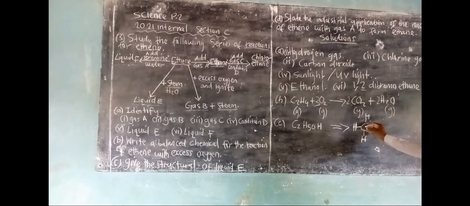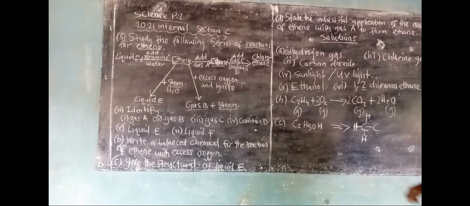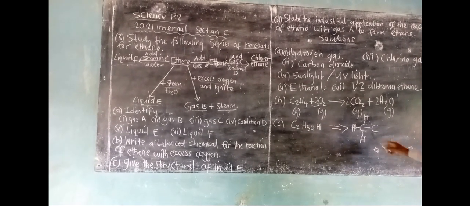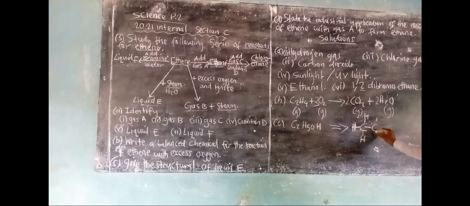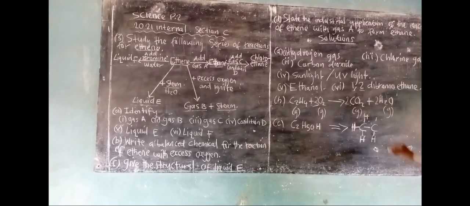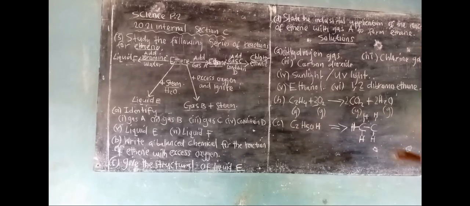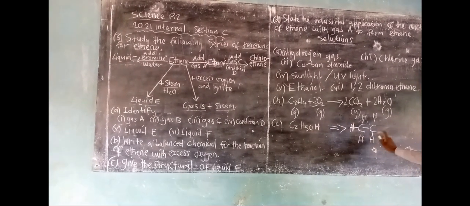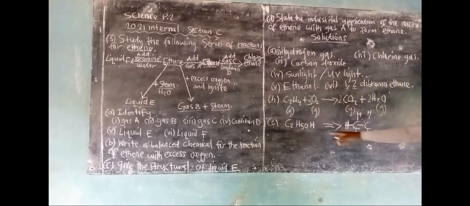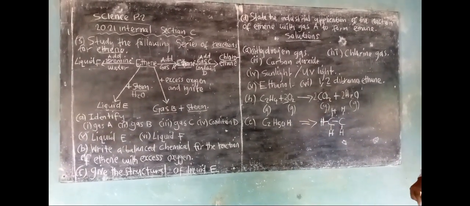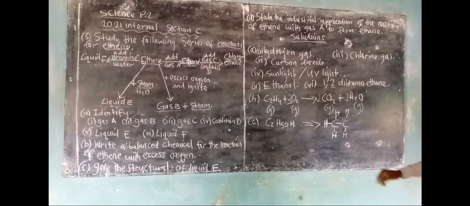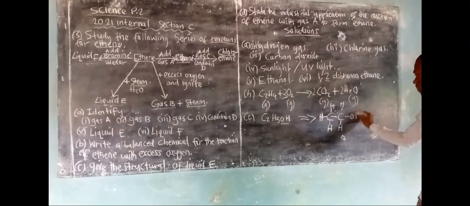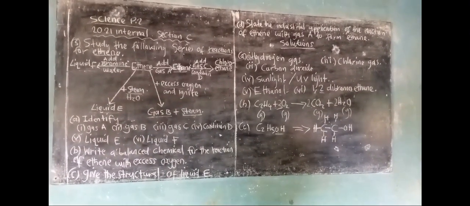So this one has 1, 2, 3, 4. We go to the next carbon, also should have a maximum of 4 bonds. So it already has 1, 2, 3. So we put the hydrogen there, hydrogen there. Now from here we are done with the first 5 hydrogen atoms, which is 1, 2, 3, 4, 5, and then we have OH, which is the functional group for alcohols. So the OH should be here now. Okay, so that is the structural formula of ethanol.